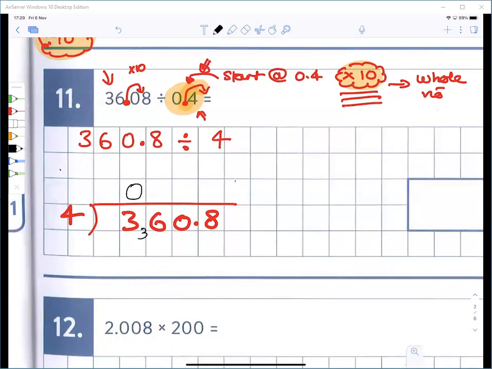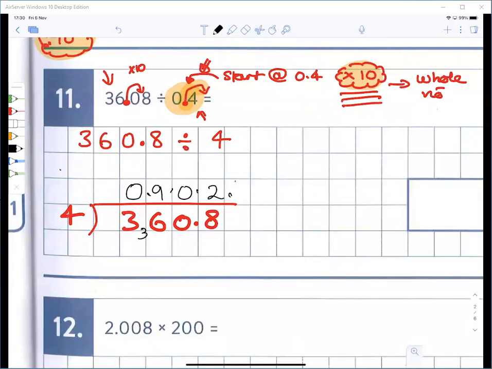9. Beautiful. How many 4s go into 0? 0. How many 4s go into 8? 2. That's better. Is there something missing from my answer? Decimal point. Fantastic. And where does it go? Does it go here, here, here? Where does it go? Between 0 and 2. Fantastic.